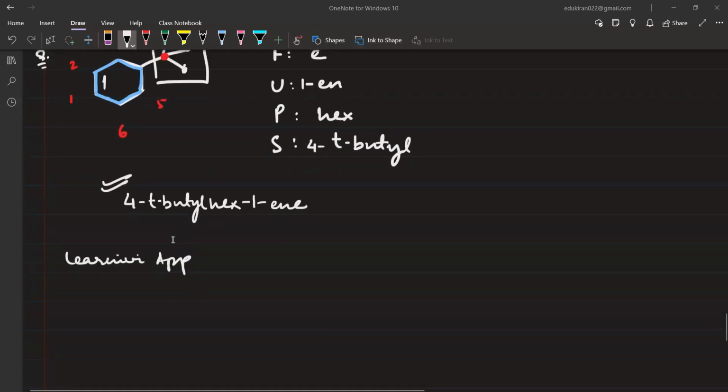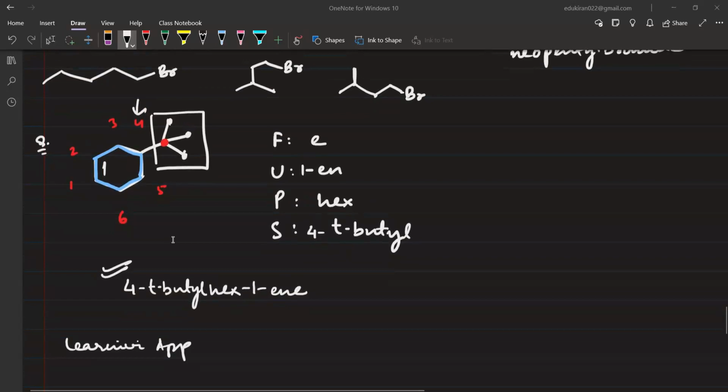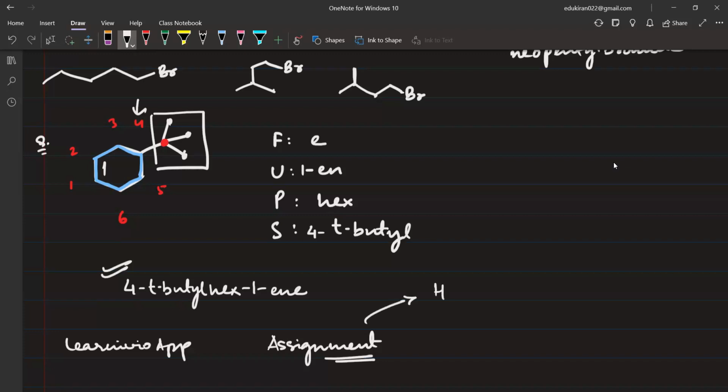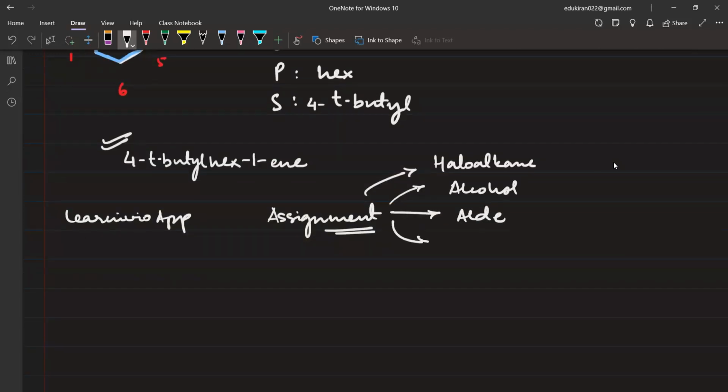Okay, fine, Rabba. I will scroll up. How much up, I don't know. If you want to see this, you'll go to your Learnivio app and you have class assignments. In assignments, you will see that most of the things would be activated. You can go to the chapter haloalkene, all the organic chapters. Haloalkene, you can go to alcohol. You can go to aldehyde, ketones, and carboxylic acid, right? You can also go to amines.